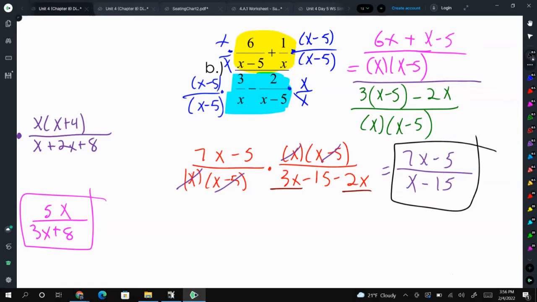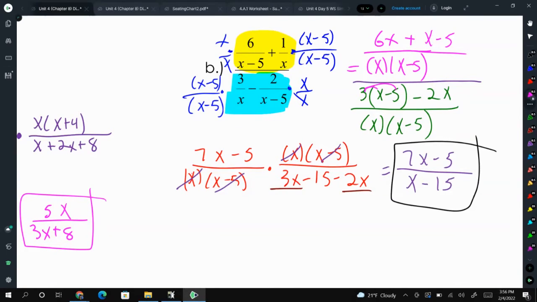So this is a confusing process. The key is to not multiply out your parentheses. Now, if you have a number in front, you can distribute, and that would be a good idea. Like I did this, I distributed that 3.